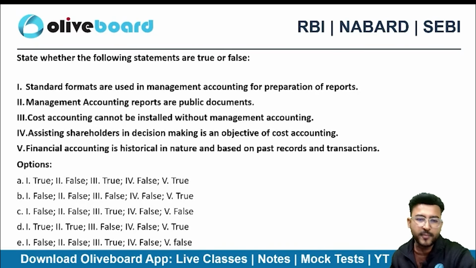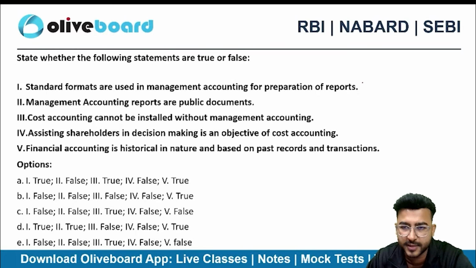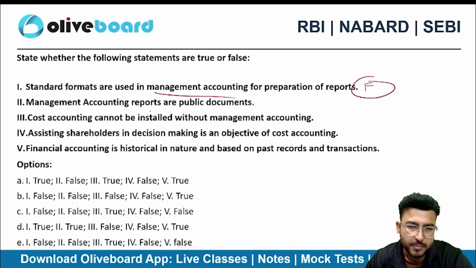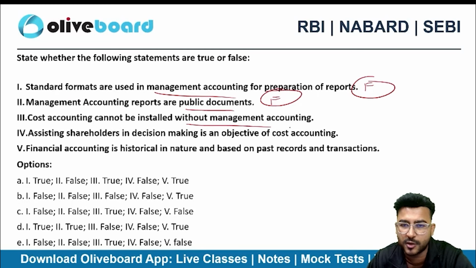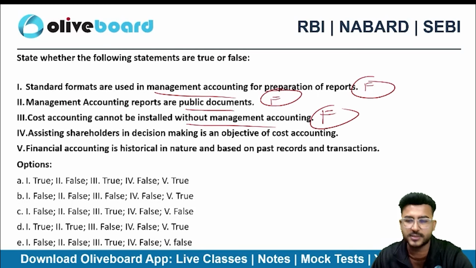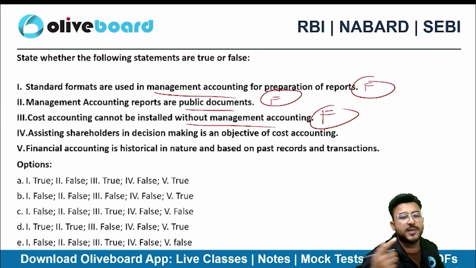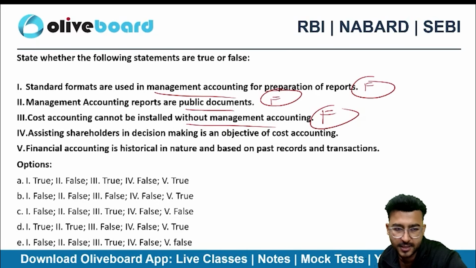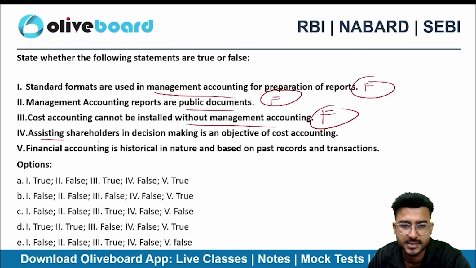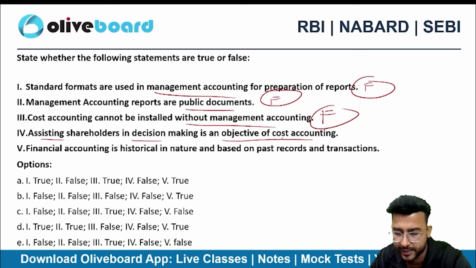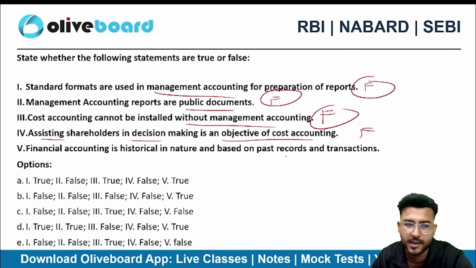So standard formats are used in management accounting. That's false. We never use standard formats. Public document management accounting, false. Cost accounting cannot be installed without management accounting, false. Cost accounting is independent. Management accounting is interdependent on financial accounting and cost accounting. Assisting the shareholders in decision making is an objective of cost accounting. No, it's an objective of financial accounting.